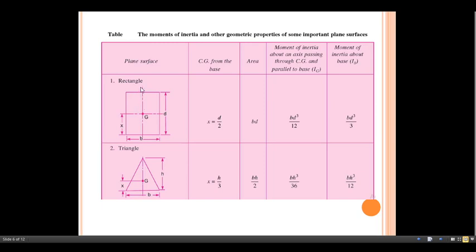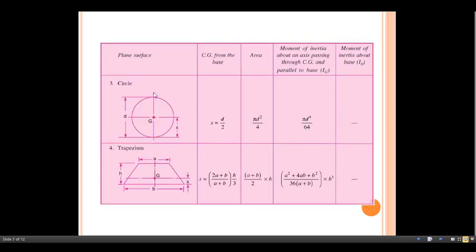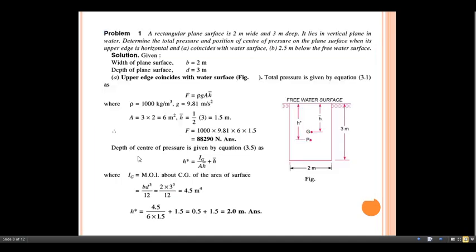First one rectangle, then triangle. Okay, ready-made values we have. We can use these values while solving problems on the same topic. Here the circle case is given, then trapezoid is given. Okay, just see one problem related to this topic.